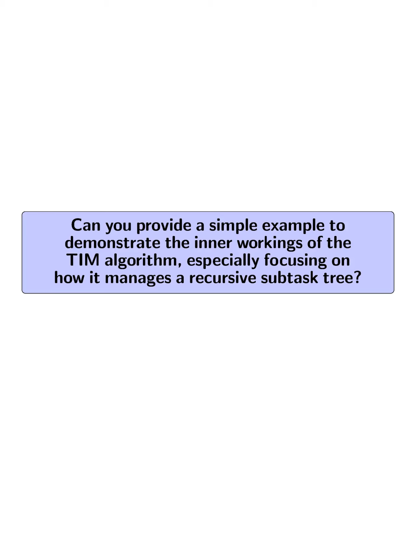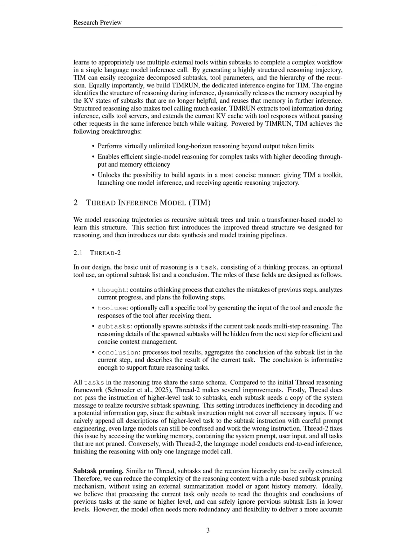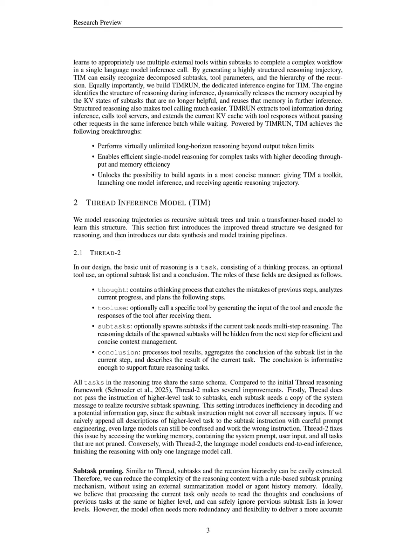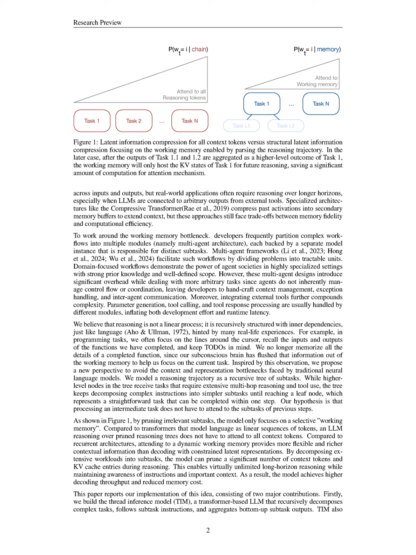Can you provide a simple example to demonstrate the inner workings of the TIM algorithm, especially focusing on how it manages a recursive subtask tree? The TIM algorithm manages a recursive subtask tree by structuring reasoning into a hierarchy of tasks, where each task can spawn subtasks as needed. For example, consider a task to organize a birthday party. This task can be broken down into subtasks such as choose a venue, create a guest list, and plan the menu. Each of these subtasks can further decompose into simpler tasks like research venues or select a cake type.